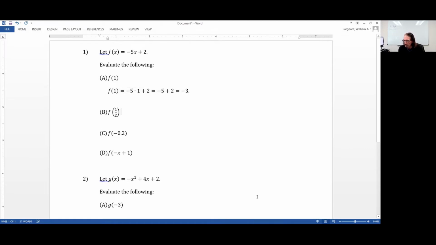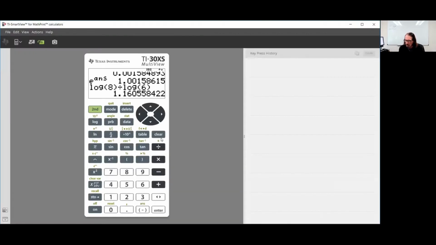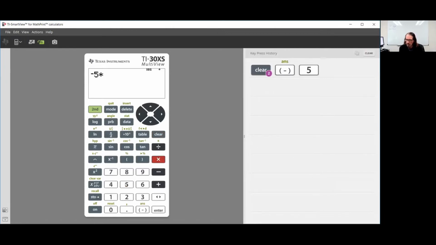I'm also going to show that on the calculator, negative 5 times 1 plus 2. The TI-30s, they know the order of operations. Don't use the minus sign, use the negative sign. Negative 5 times 1 plus 2 is negative 3.